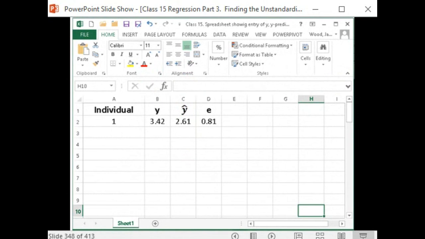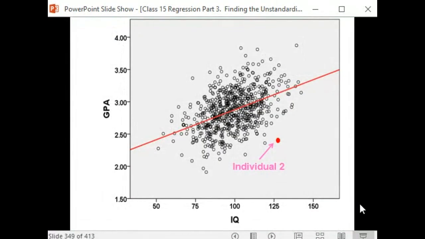So we can enter the information for individual 1 in an Excel sheet. The worksheet shows that individual 1 has an actual value of 3.42 on y observed, a predicted value of 2.61, and E, the prediction error, is 0.81. Okay, now we're going to go through the process again as an example with individual 2, who's toward the bottom right part of this graph.